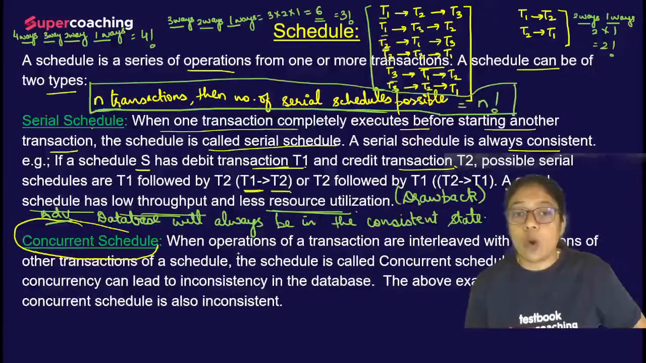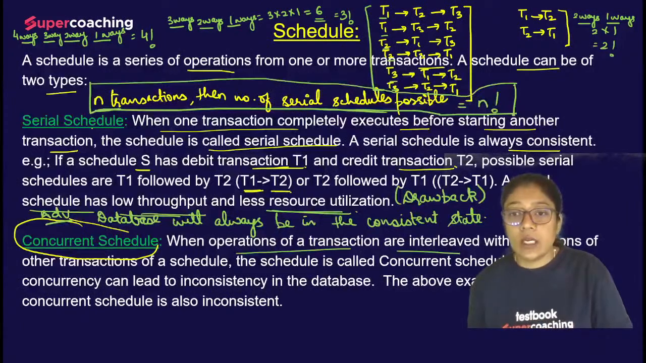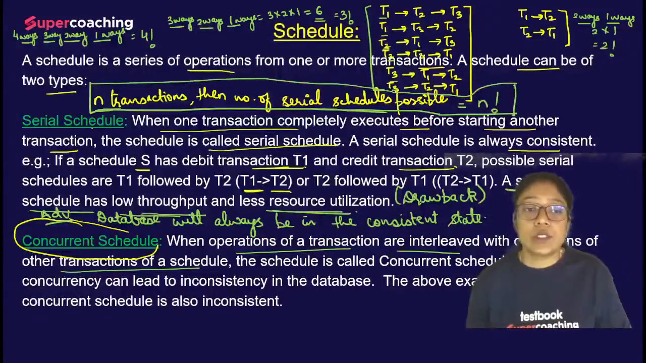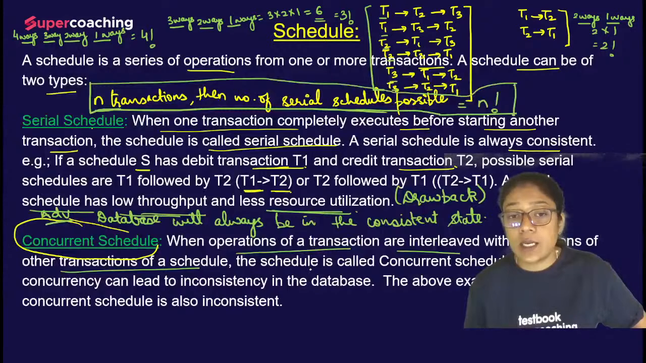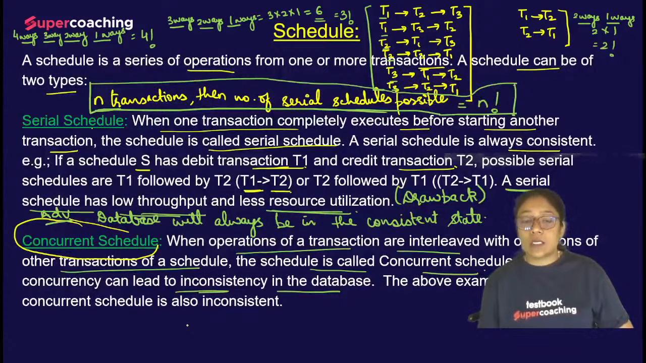A concurrent schedule is when the operations of a transaction are interleaved. Interleaved means one transaction has not completely executed with operations of another transaction of a schedule. Before one transaction completes, another transaction is also scheduled. Such a schedule is known as a concurrent schedule. But concurrency can lead to inconsistency in the database, sometimes concurrent schedules may result in inconsistency in the database. This is the drawback with concurrent schedules.